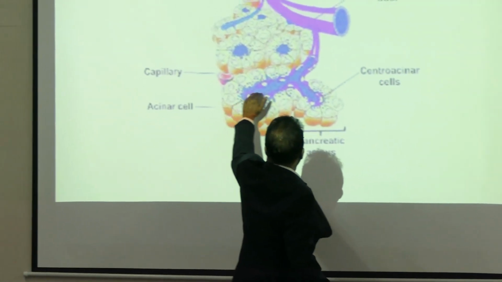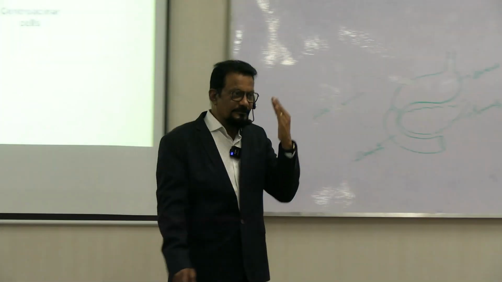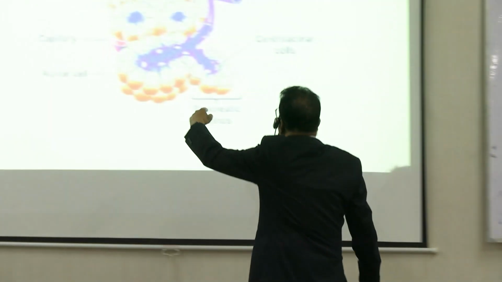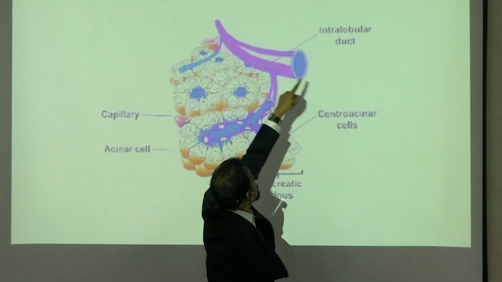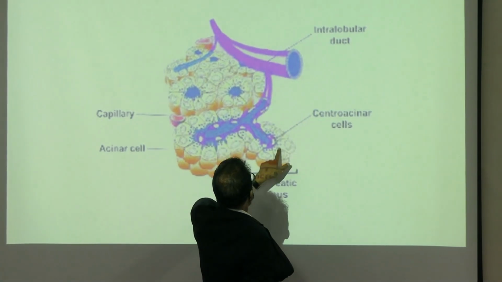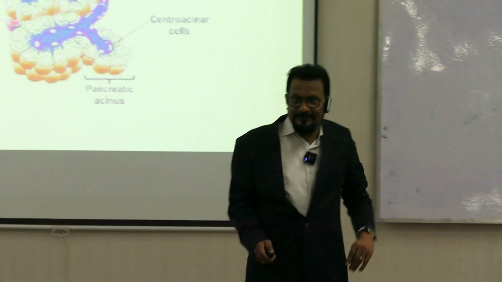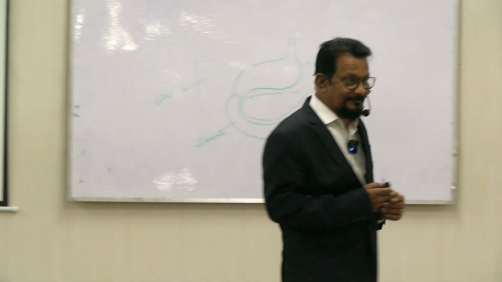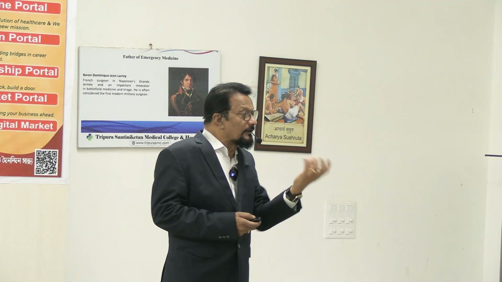Then they will be carried through this. While passing through this, they will be facing these ducts, intercalated ducts, interlobular ducts. They are lined by some cells. These are ductal cells, duct cells. These are also very important. They are also innervated by nerves. They also have receptors for different ligands.